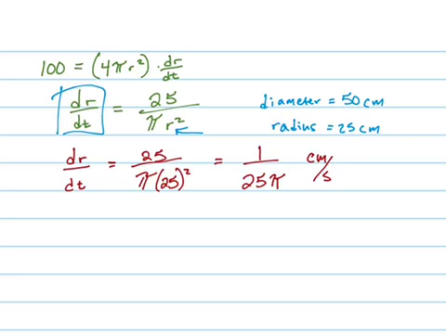I should say it this way. At the time when the radius is 25 centimeters, the radius is increasing at a rate of 1 divided by 25 pi, or approximately 0.0127 centimeters per second. If we took an estimate at a different time, if we looked at when the radius was 10 centimeters or when the radius was 100 centimeters, that change in radius would be different because it's related to the current radius and the current volume.